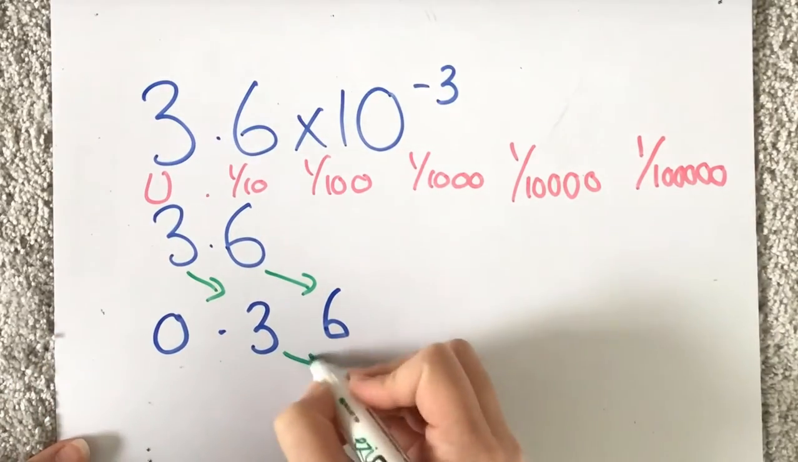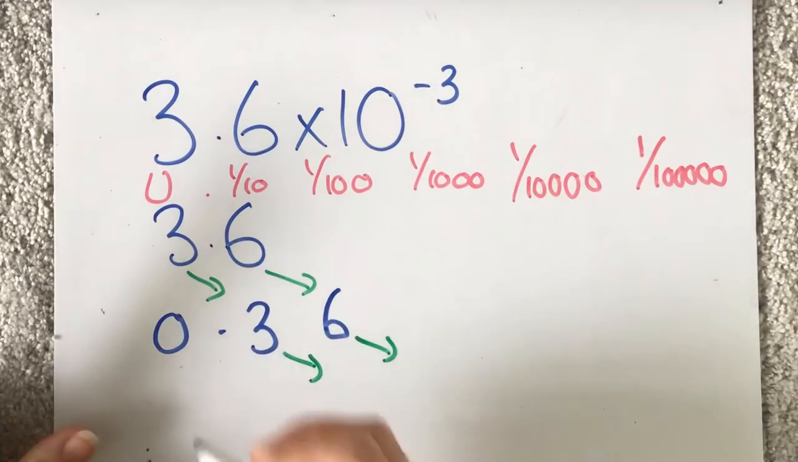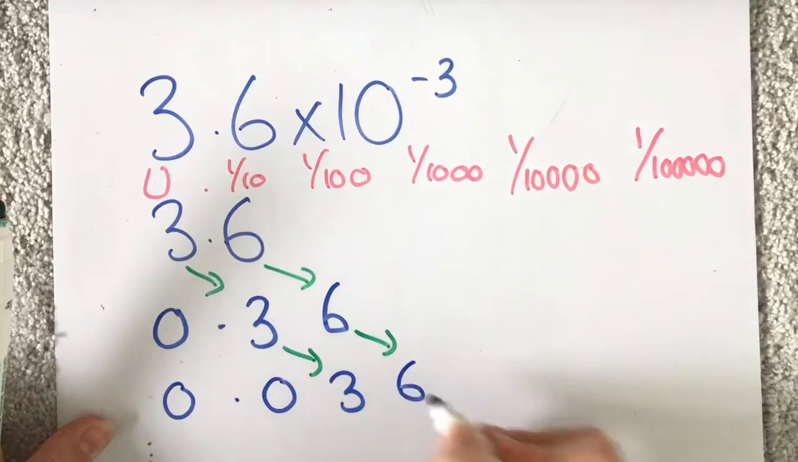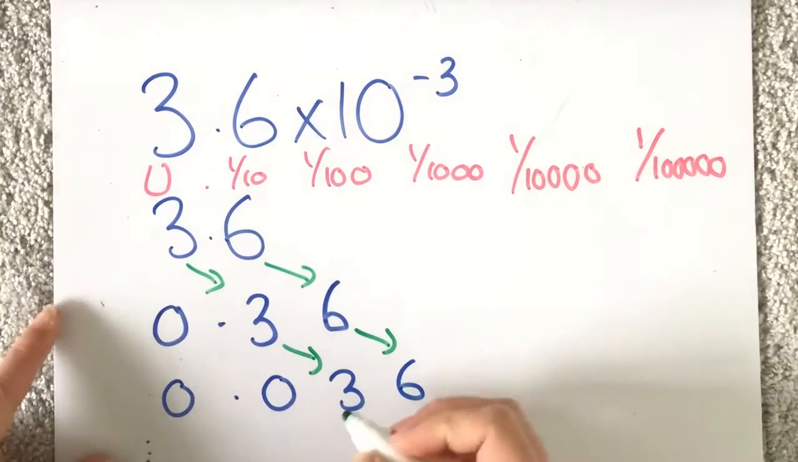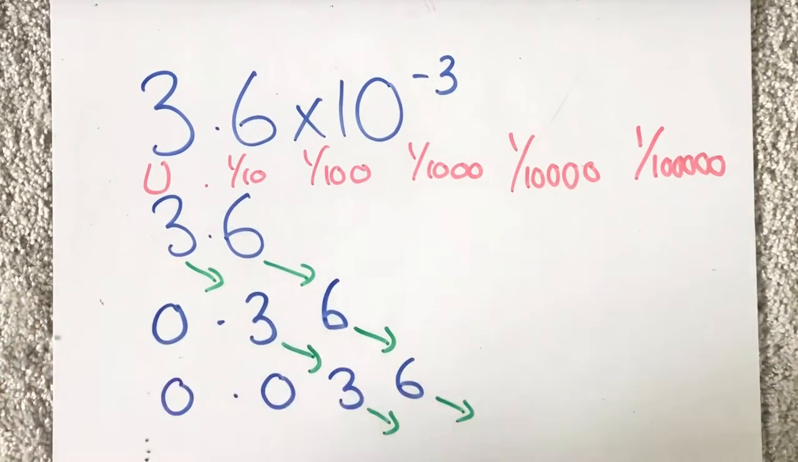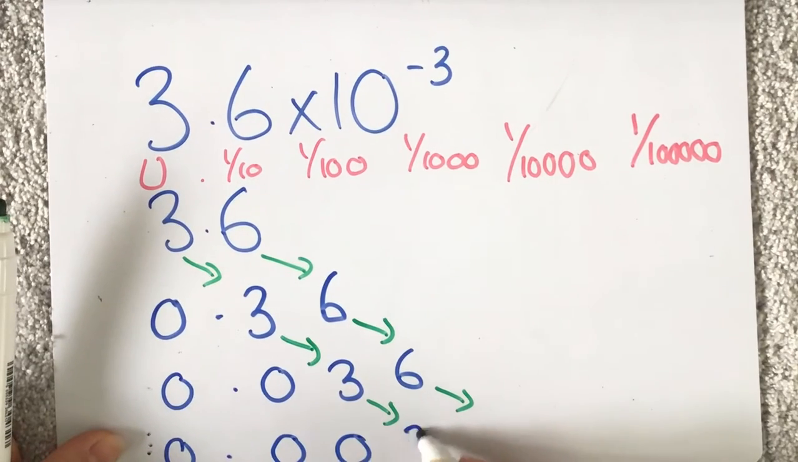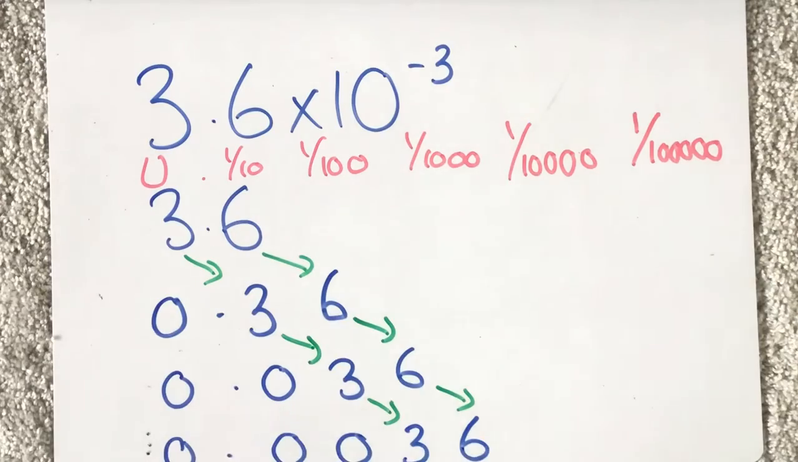I'm going to move it again, and I'm going to get 0.036, and that's 10 to the minus 2. And I'm going to move it a third time, and I get 0.0036. Okay, and that is 3.6 times 10 to the minus 3.